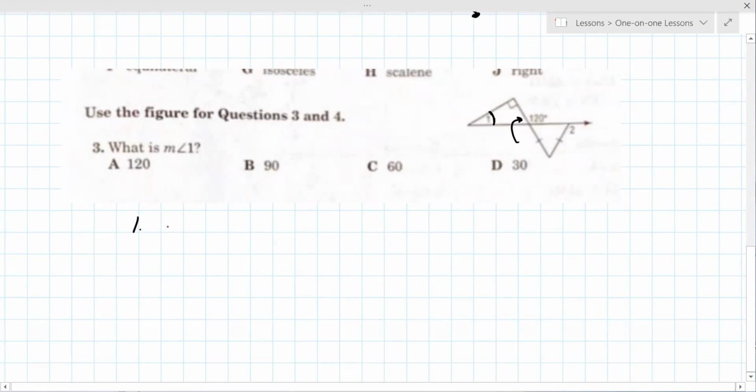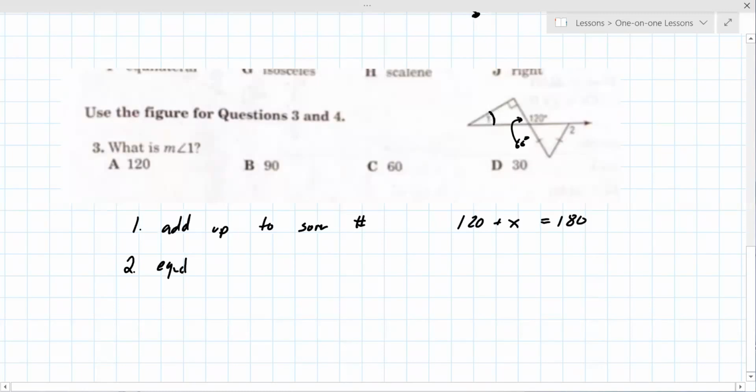I mentioned before that typically they either add up to some number, or they're equal. In this case, the one I'm pointing at and 120, they add up to 180. So what does that angle measure there? 60. So this is 60, but we want angle 1.